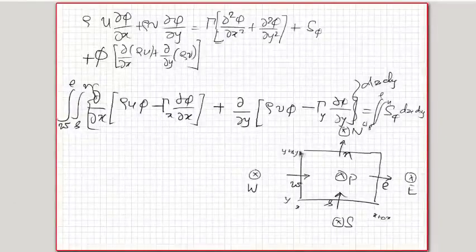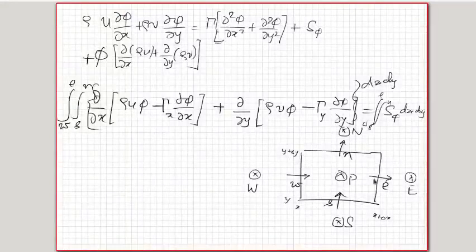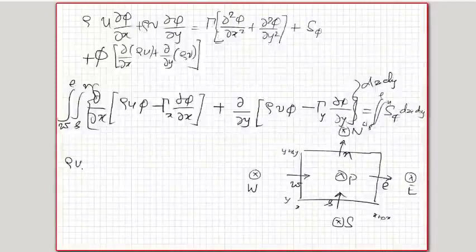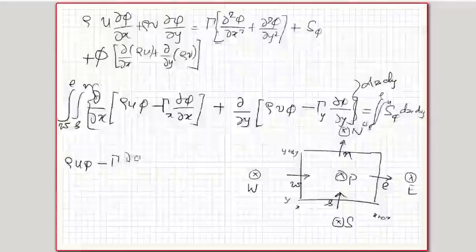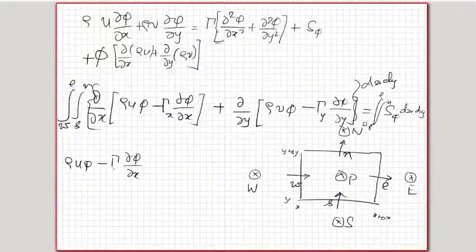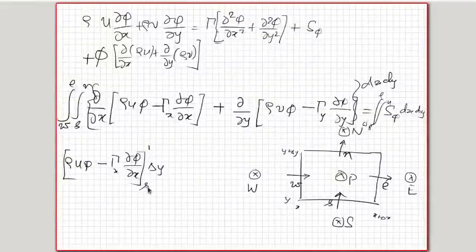would get, if I assume the values are uniform over this small segment and this small segment because the total volume is very small, then I can take this rho u phi to be uniform over the west and the east, and similarly this rho v phi to be uniform over the south and the north. Then I'll be able to write rho u phi minus gamma del phi by del x, gamma x by del x, multiplied by delta y from west to east.